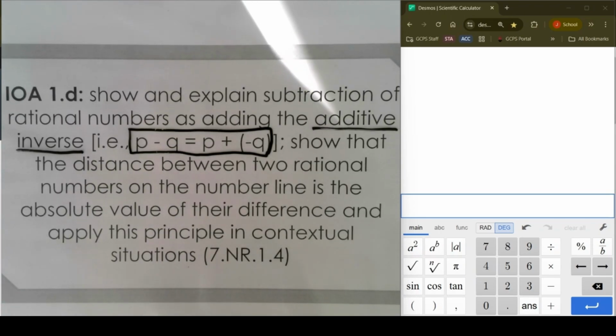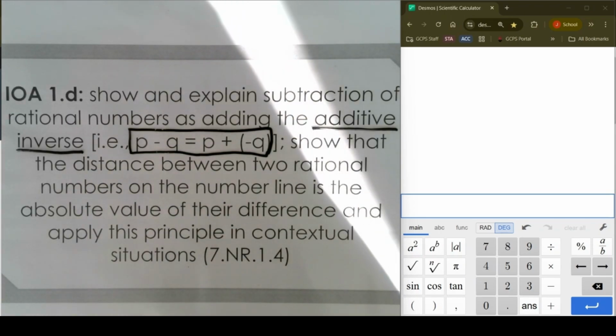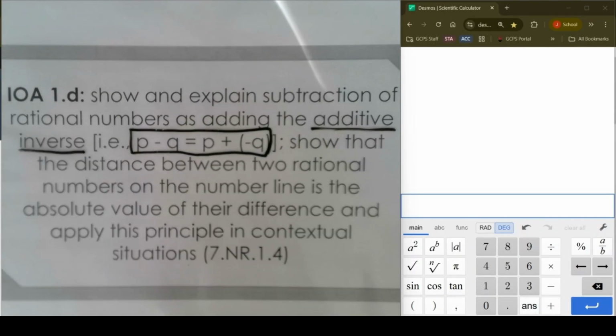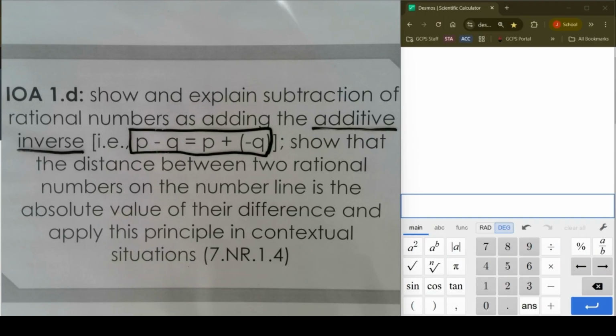Okay, this video is going to be about IOA 1D. Show and explain subtraction of rational numbers as adding the additive inverse, i.e. p minus q equals p plus negative q, and show that the distance between two rational numbers on the number line is the absolute value of their difference, and apply this principle in contextual situations. So let's take a look at what these example problems would look like.